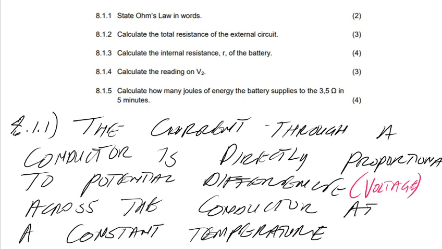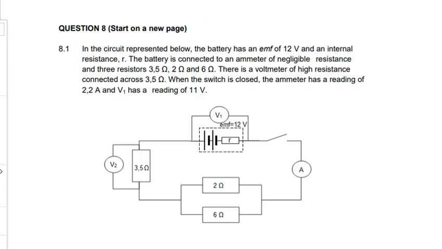So what is the external circuit? When they say external circuit, they mean the combination of all the resistors. So when they say external circuit, they mean total resistance, R total.